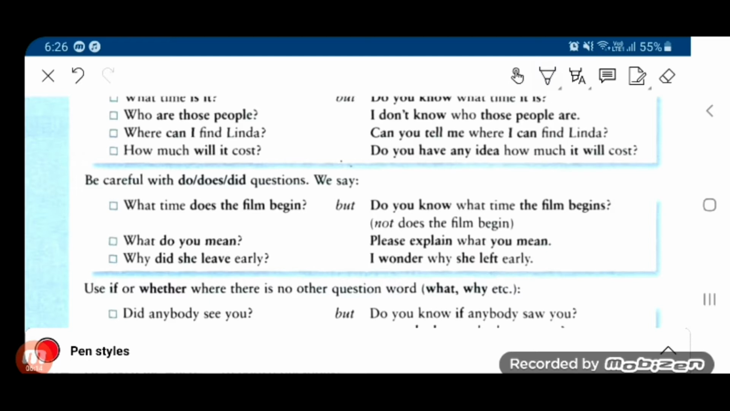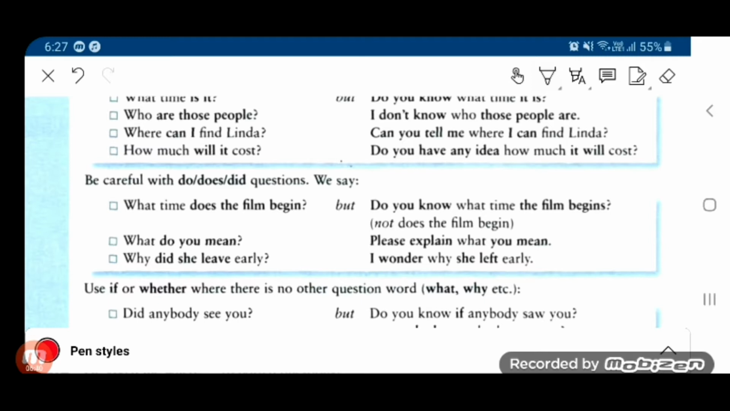And if you make it complicated or longer, do you know? Okay, we are making it longer with "do you know". Okay, with this clause: what time the film begins. So did, do, does we can't use here. While you are making it longer, you can't use do, does, or did.